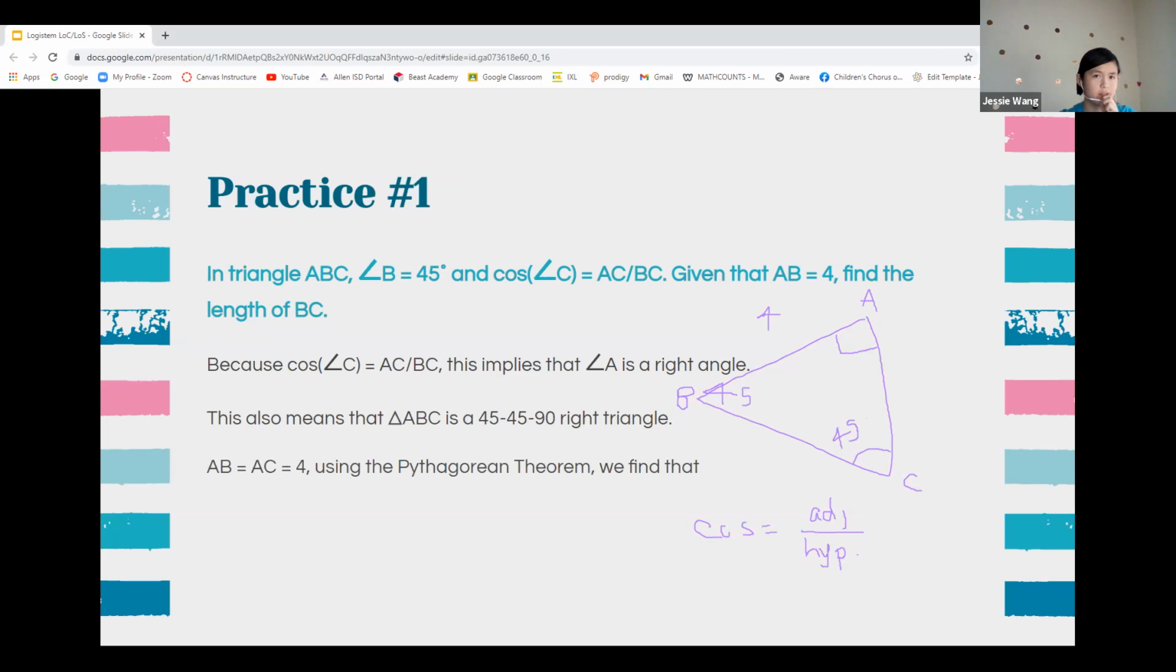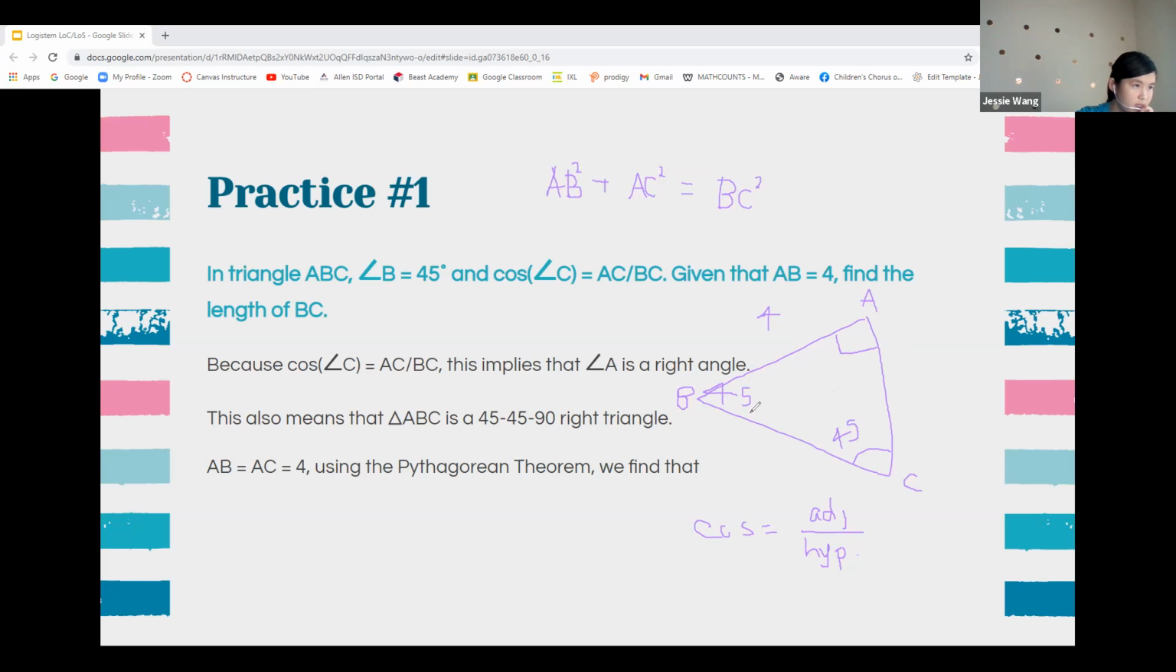We can also use the Pythagorean theorem, if you really don't want to use trigonometry here. It's fine. The Pythagorean theorem states that AB squared plus AC squared equals BC squared, because angle A is a right angle.